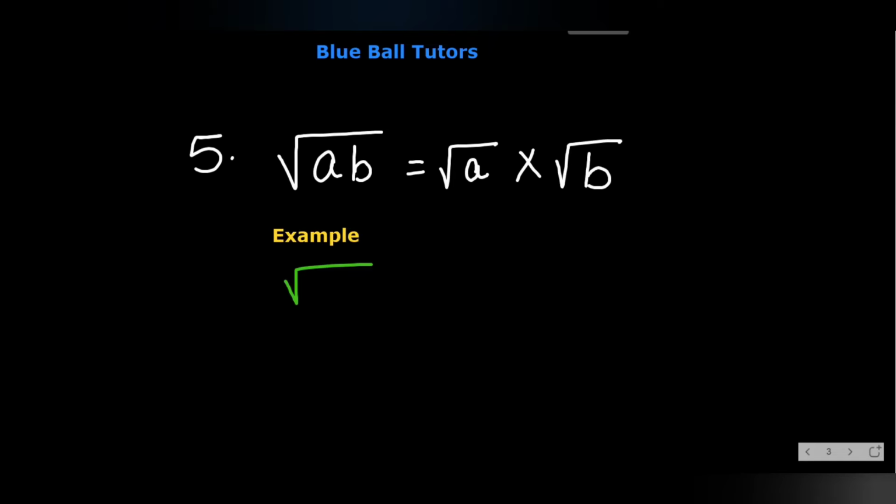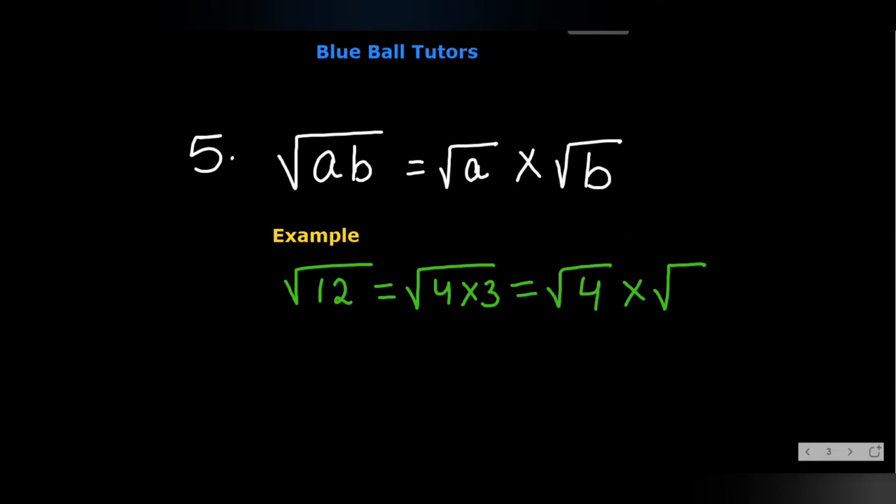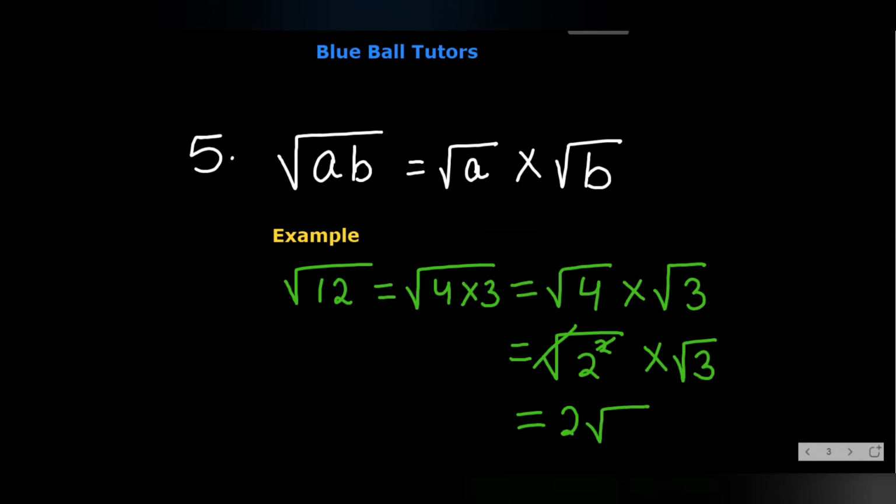Let's take one example. Suppose I am having square root of 12. I can write this as 4 multiplied by 3. So I will think of the product in which at least one number is a perfect square. Then I can separate it as square root of 4 multiplied by square root of 3. And I know that 4 can be written as 2 square, and square root of 3 I will not do anything. Now I can say that square root and square will cancel out and my answer will be 2 square root of 3.